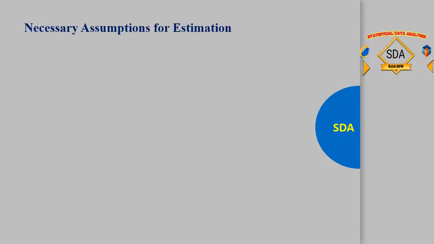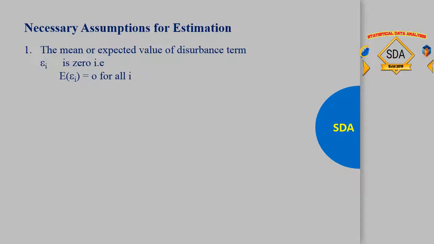In the Keynesian consumption theory, we specified the model as yi equals alpha plus beta xi plus epsilon i, where alpha and beta are the parameters of the model. So these parameters are to be estimated, and for this estimation the following assumptions are made. The first one is that the mean or expected value of the disturbance term epsilon i is 0.